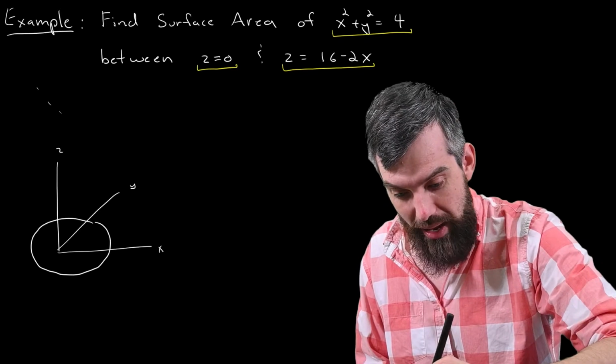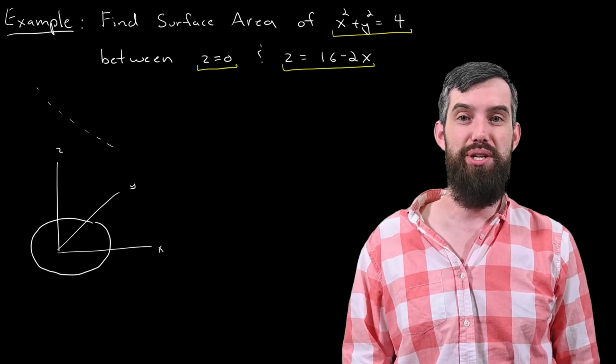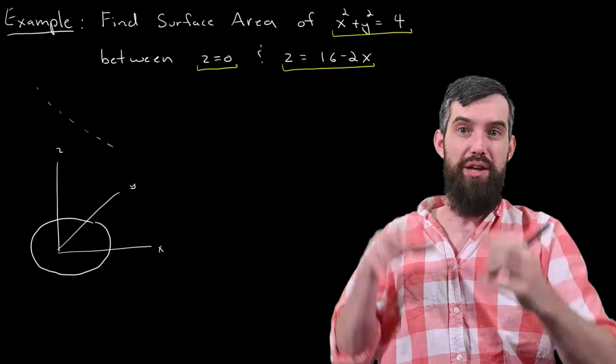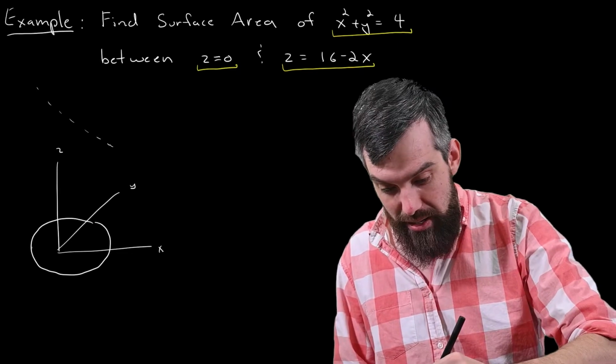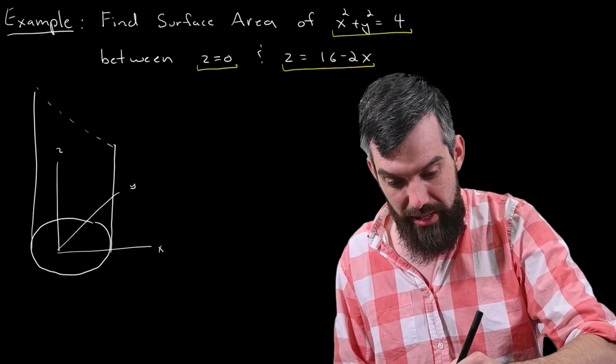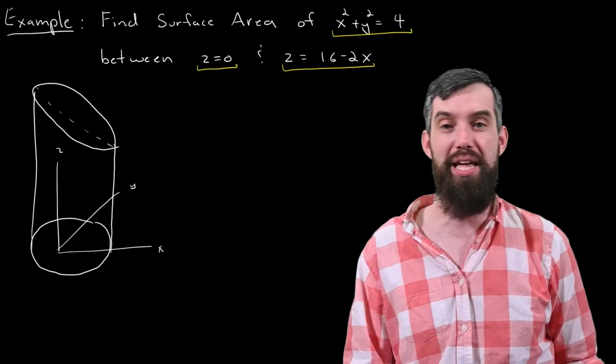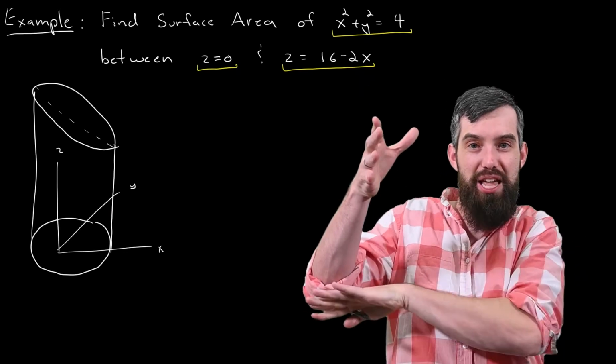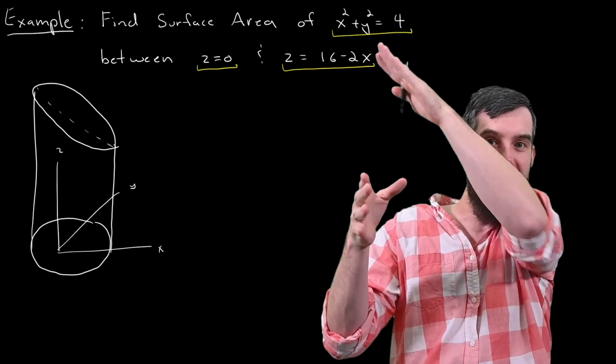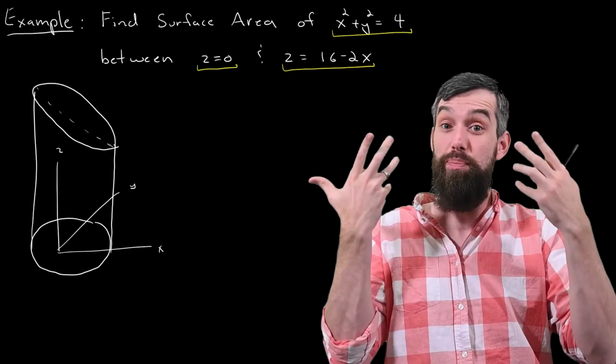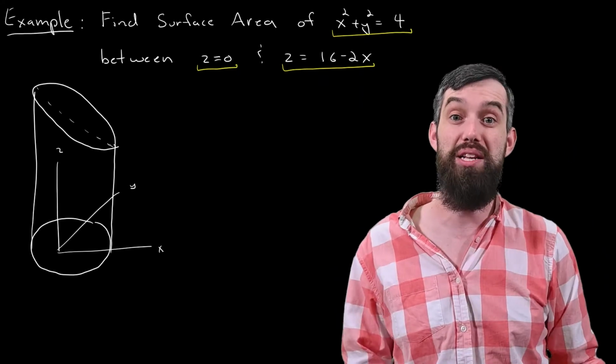And z equal to 16 minus 2x, that's the equation of some plane. It's going to look a little bit like the line z equal to 16 minus 2x, but then for all values of y. And so what happens when I try to form this cylinder is it looks a little something like this. It looks like a cylinder with a bottom cut off at the xy plane, but then sliced a little bit because of this plane z equal to 16 minus 2x.